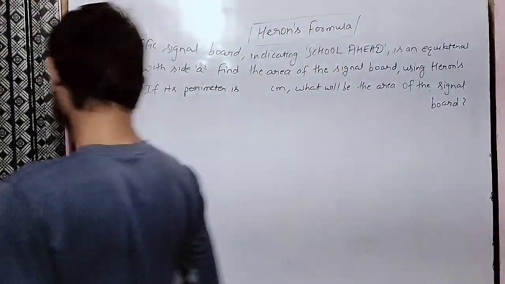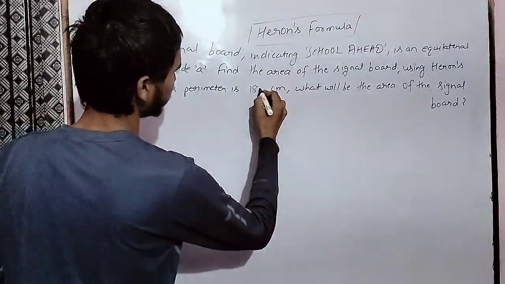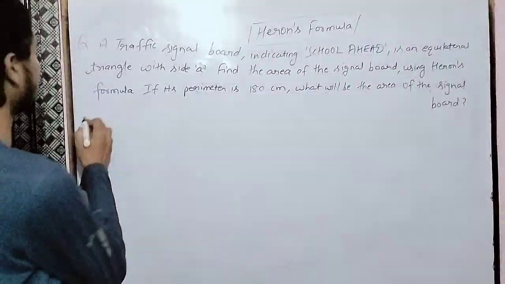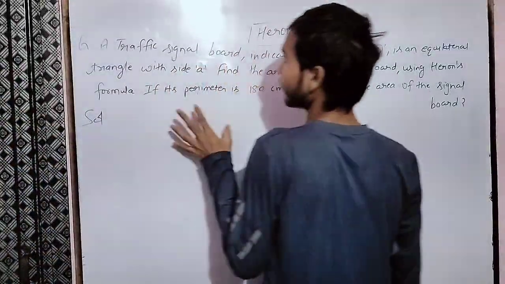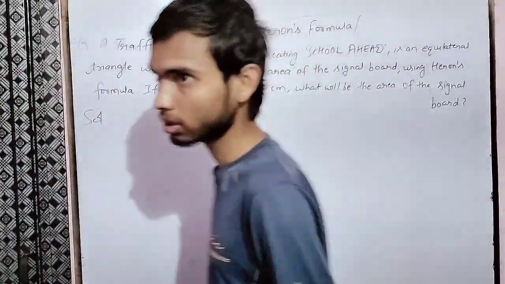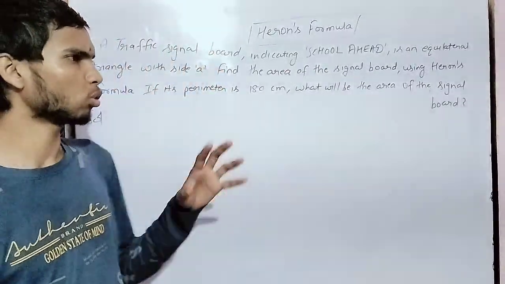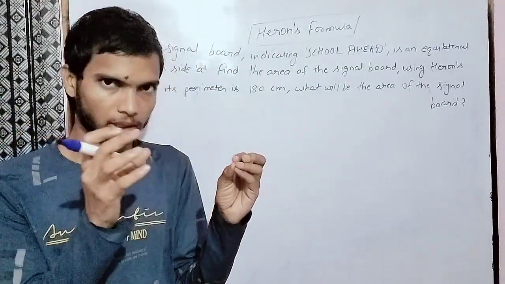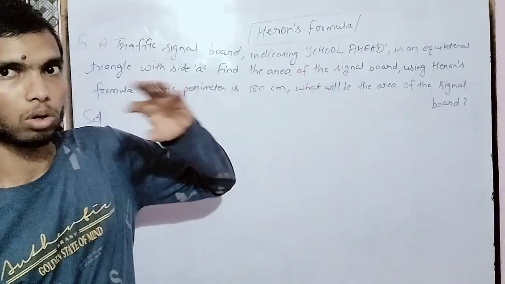Now read it. This is 180 centimeter. Now what is it saying? It is extremely easy. We will solve it together by understanding this question. A traffic signal board. There is a board which is a traffic signal board. You see a traffic signal board on which is written: a school ahead.